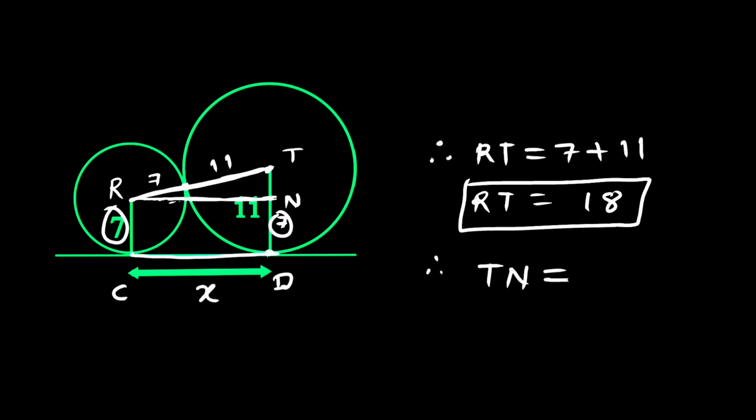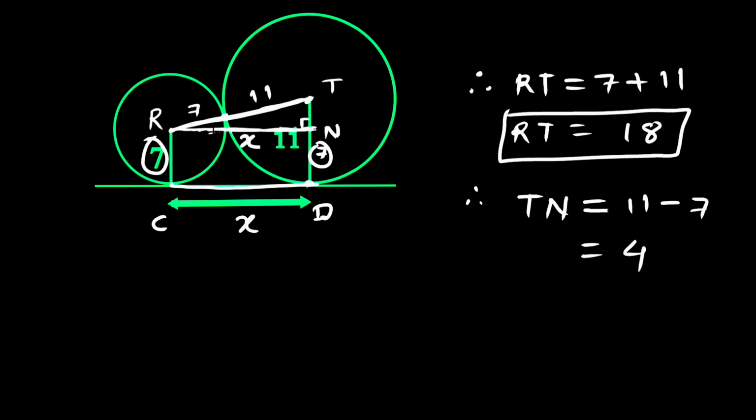So TN equals 4. Next, let the distance we want to find, CD, be represented by x. Notice what happens here. The segment RN is horizontal and spans exactly the same left to right distance as CD. Therefore, RN is also equal to x. Now we can focus on right triangle RTN. This is a right triangle because RN is horizontal and TN is vertical, so they meet at a right angle.